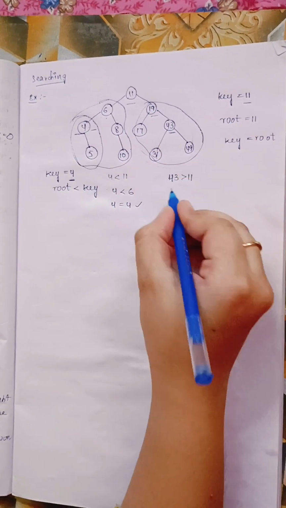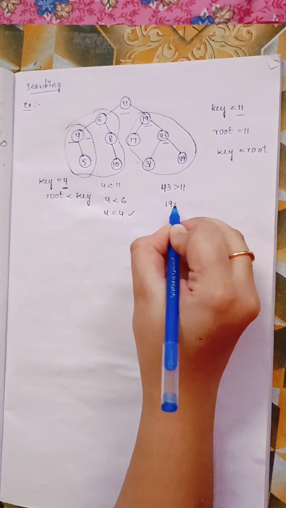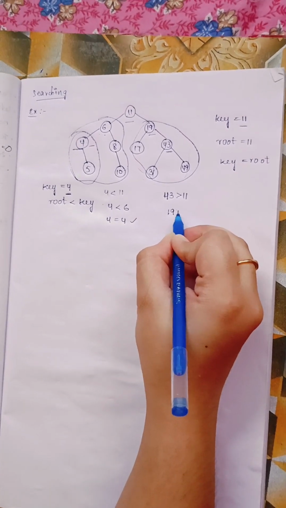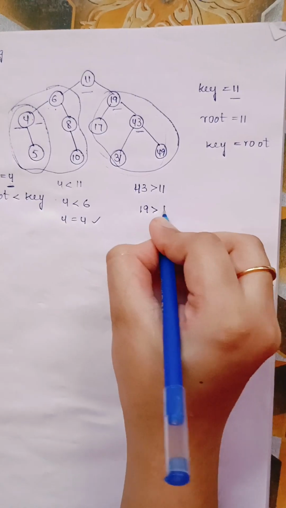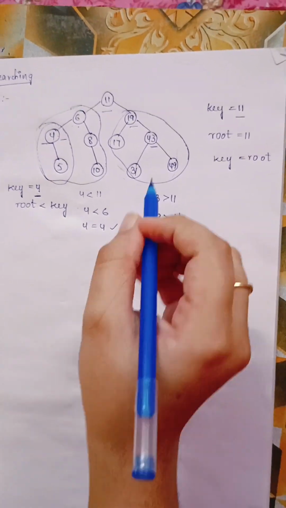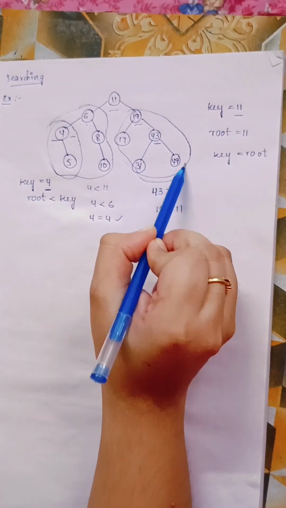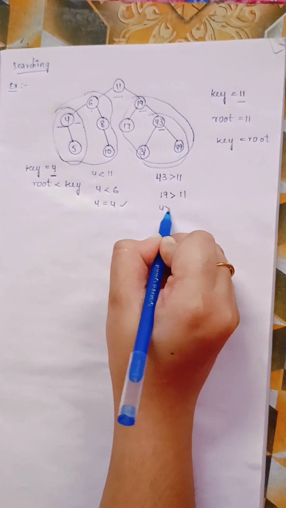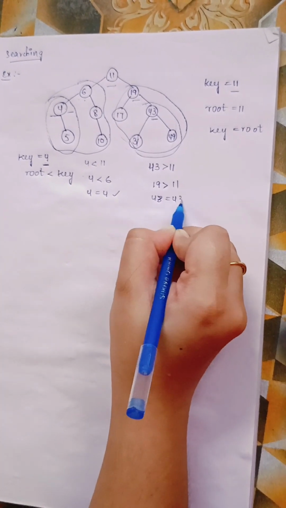Now compare with 19. 43 is greater than 19, so now again search in the right subtree. Now 43 is equal to 43. There we find our searching element.